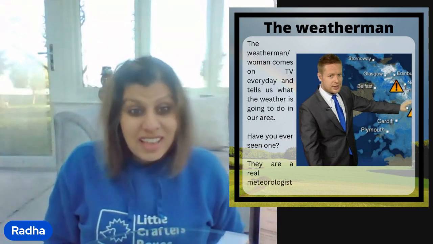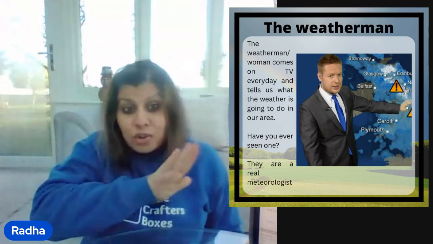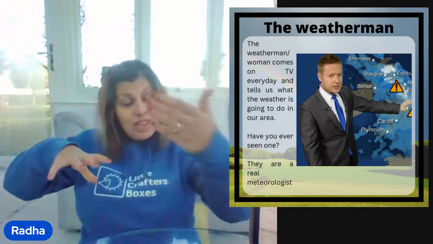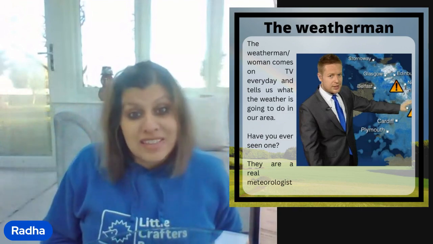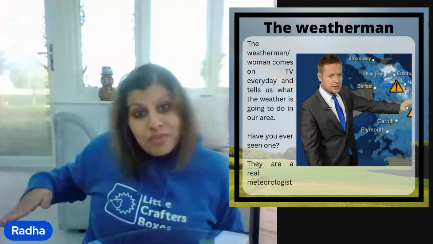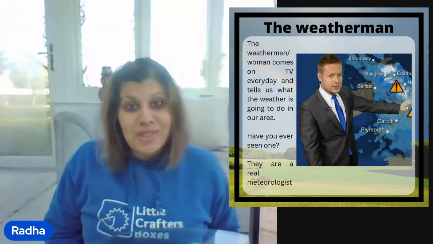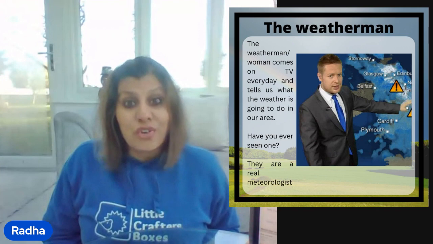Did you know that one, they are real meteorologists, and two, that thing that they're looking at behind them, there's actually nothing there. They are looking at a blank green screen, and only we can see that weather forecast. They are actually looking at something in front of them to tell them what to say, and they try and point in roughly the right area, okay, when they are doing that weather forecast. That's called a green screen or chroma key, okay?